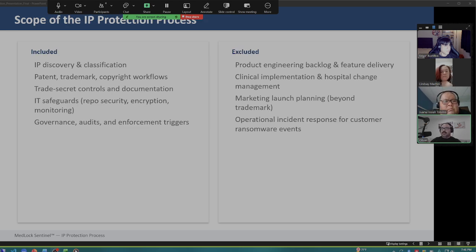This slide makes the process auditable. Every major activity produces an output artifact. Inputs are things engineering and product already generate. We simply route them through a protection workflow. Outputs are what legal and IT need: registration, contracts, and security evidence that maintains trade secret status. Next is the actual process map, including a sub-process for trade secrets.